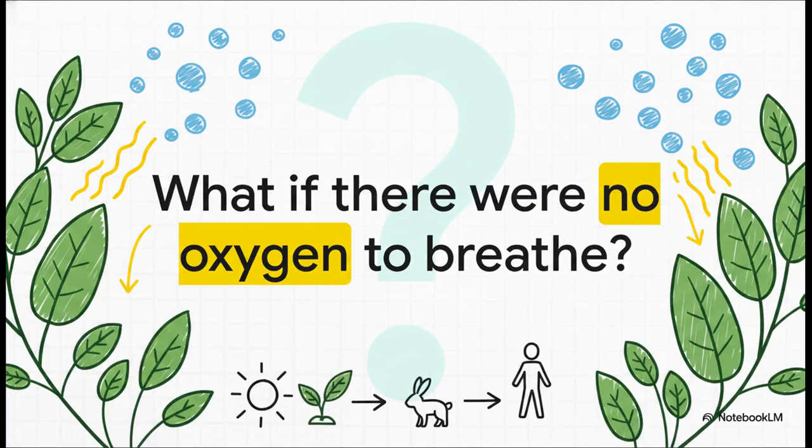Okay, so let's kick things off with a pretty high-stakes question, just to establish why this microscopic process is literally the reason we're alive right now. What would actually happen if there were no oxygen to breathe? I mean, it's a terrifying thought, right? Green plants are constantly pumping life-giving oxygen into our atmosphere, while simultaneously converting light energy into the chemical energy that forms the base of our entire global food chain. Without this process going on behind the scenes, life as we know it simply stops.